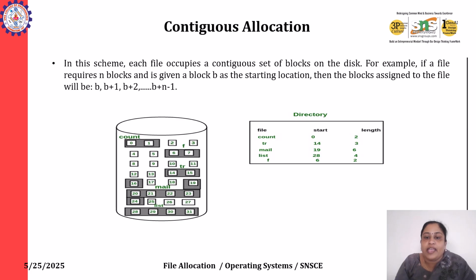For example, if I have a file called mail, for this file mail it will be given the starting address as well as the length of the block. This means that for the file mail, the given starting block address is 19 and the length of the block is 6. So from the 19th block, it will be allocated till 24, that is 19, 20, 21, 22, 23, 24. This is how in contiguous allocation the file will be allocated.